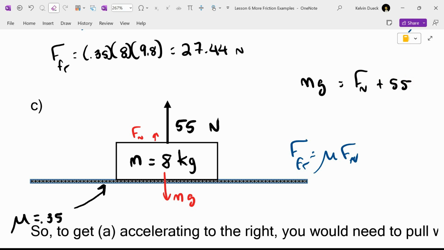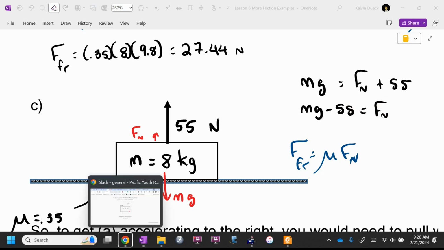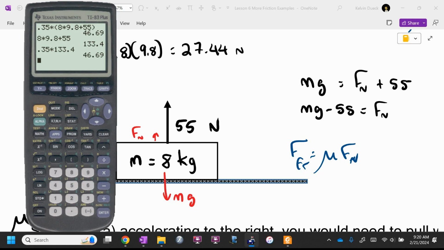How would I get the normal force by itself? How would I move the 55 over? Minus it. Yep. The mg will drop down like a domino. There'll be a minus 55. That equals the normal force. And again, Cristiano, if you wanted to, you could go 8 times 9.8 minus 55 equals, and then go mu times that. Or if you want to do it in one step, I'll write it in one step.